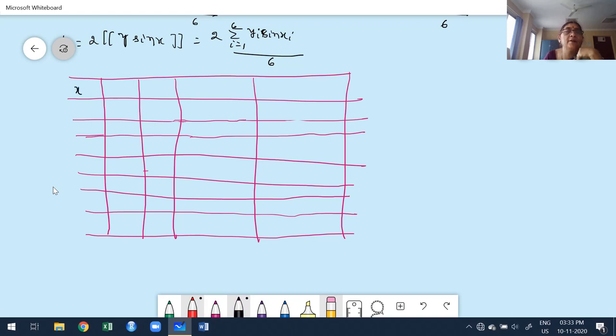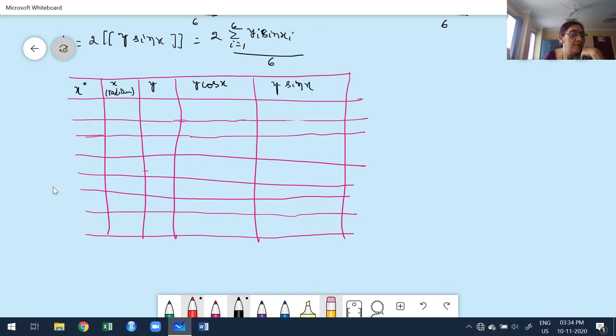These are the values for x in terms of degree. Now I have to change x in radian. That is very easy. I told you a number of times in the beginning of the problem, whenever they're given in the form of degree, first you have to convert in the form of radian.